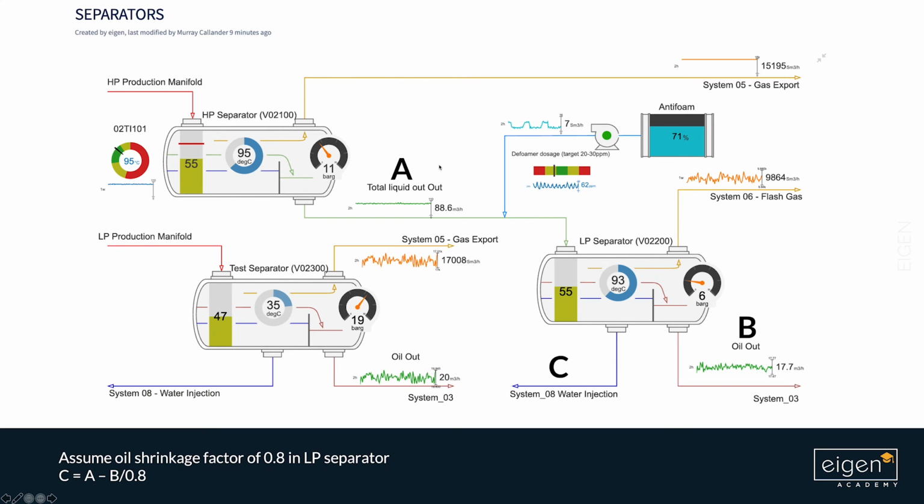So let's look at the first challenge, which is to calculate the water rate. We're going to do this by taking the measured total liquid out of the HP separator, which then flows into the LP separator. We're going to ignore the amount of antifoam that's injected to keep this simple. Then we've got the oil out, which is B. And we're going to assume a shrinkage factor of this oil because some of it turns to gas. We're going to assume it's 0.8. So that means our water flow out, C, is going to be made up of A minus B divided by 0.8. So let's look at how this looks in Ingenuity.